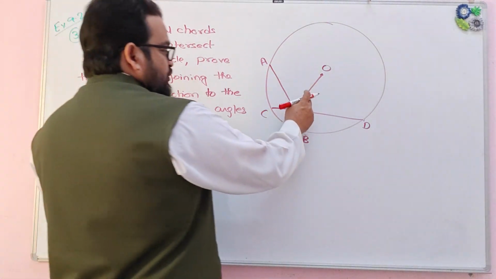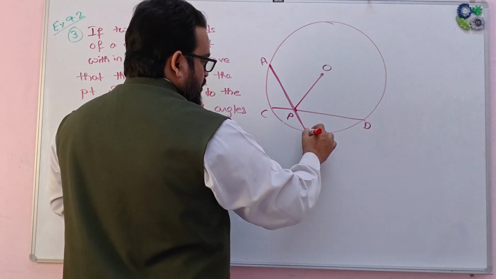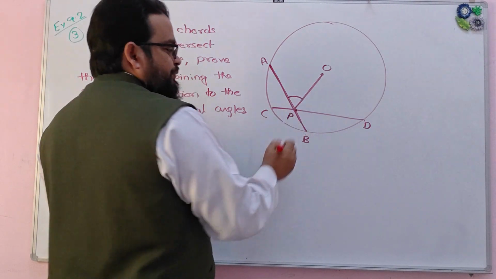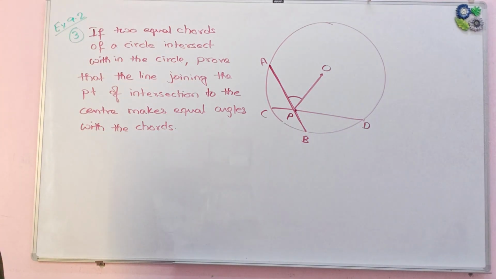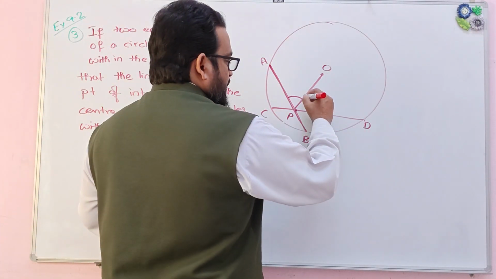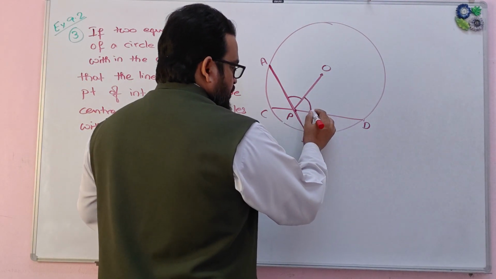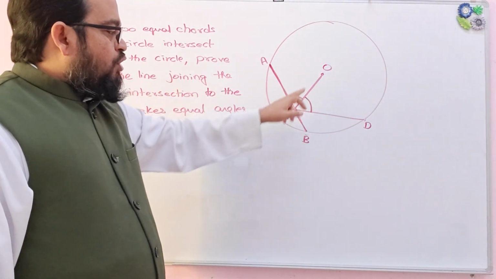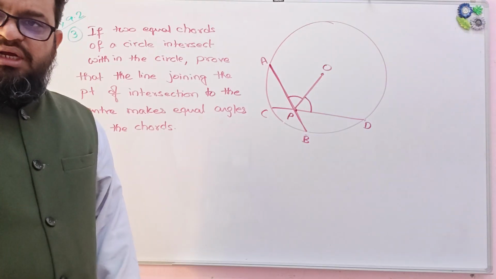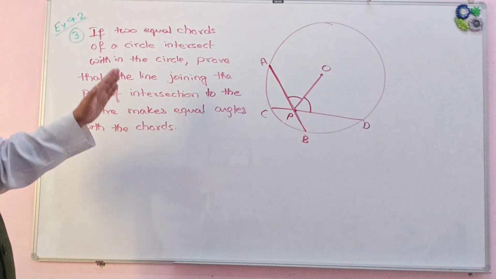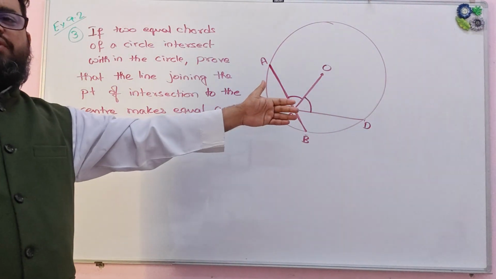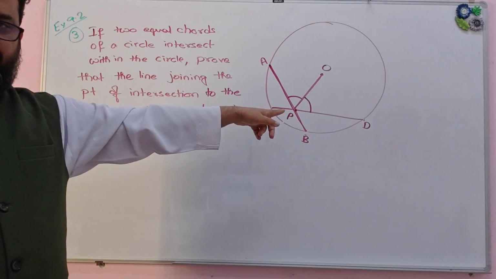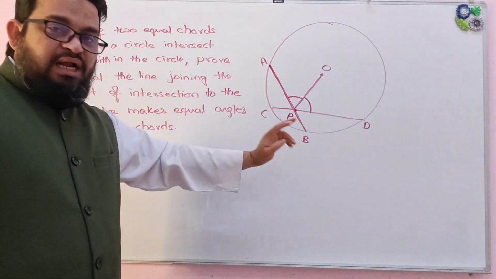So if this is the line joining, where is the chord? This is the first chord. What is the angle made by this line and the chord? This one. And with the other chord also, what is the angle made? So you have to prove that angle OPA is equal to angle OPD. Understood? Whenever you read a problem, the first thing you have to do is try to represent the same statement with the circle. Now understood, everybody? So these are equal chords.